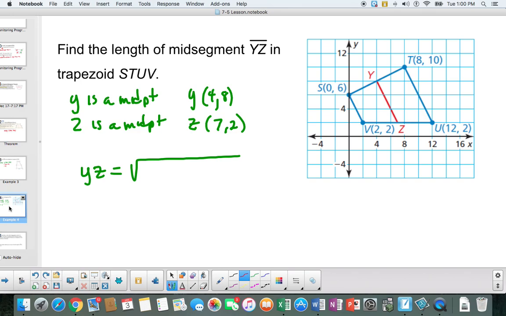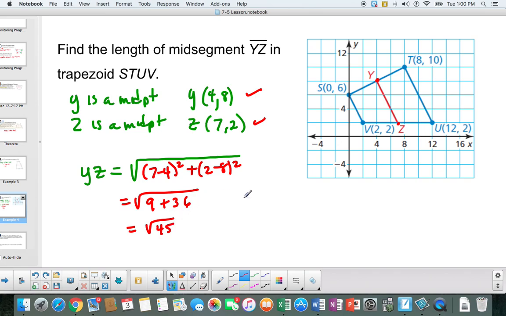We want to find the length of the mid-segment. Now instead of using the formula, what I'm going to do is find the midpoints, which I've done here and here, and then I'm just going to find the distance between the two midpoints. So this is going to be 7 take away 4 squared plus 2 take away 8 squared, and that's going to be 9 plus 36, which is √45. So this length is √45, which is about 6.7.